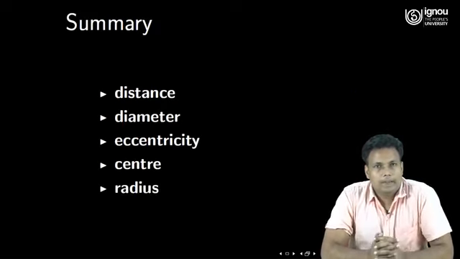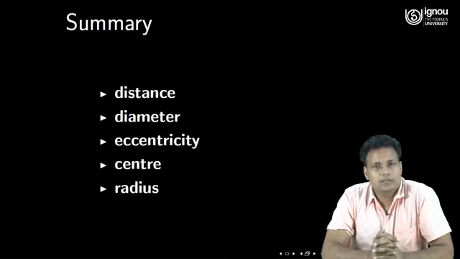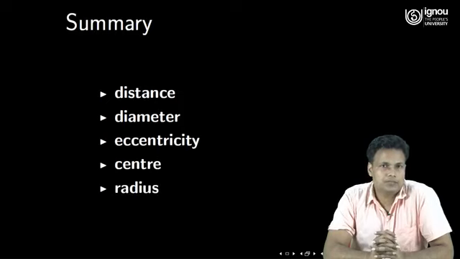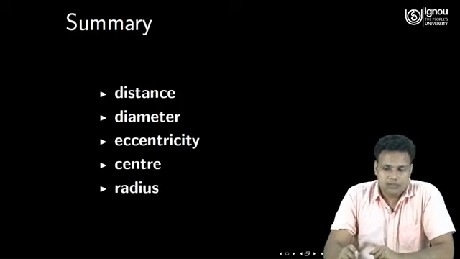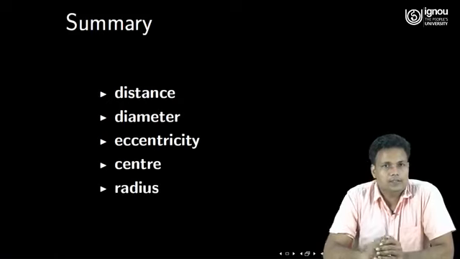So in this session we have discussed concepts like distance, and we have used this to characterize bipartite graphs. Then we have discussed the concepts of diameter, eccentricity, center and radius, and finally we have looked at a relationship between diameter and radius. So with this we end this session here.